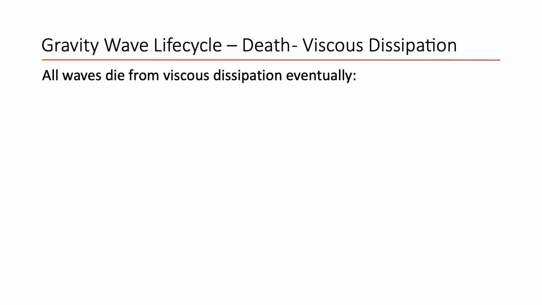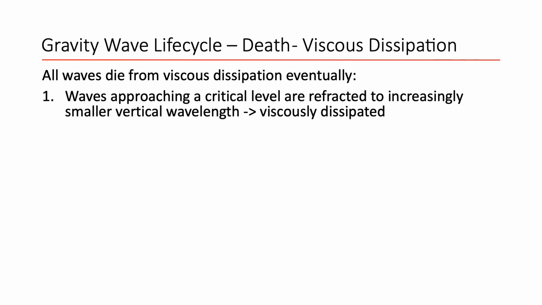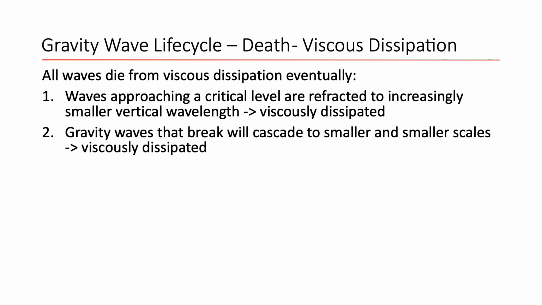So actually all waves die from viscous dissipation eventually. If you remember with critical levels, we said that they're refracted to increasingly small vertical wavelengths and then absorbed into the mean flow. But from the previous slides we learned that viscous effects act to dissipate waves stronger if they have smaller vertical wavelengths. So what's really happening here is they're refracted to smaller vertical wavelengths, and viscous dissipation is becoming stronger and dissipating these waves.